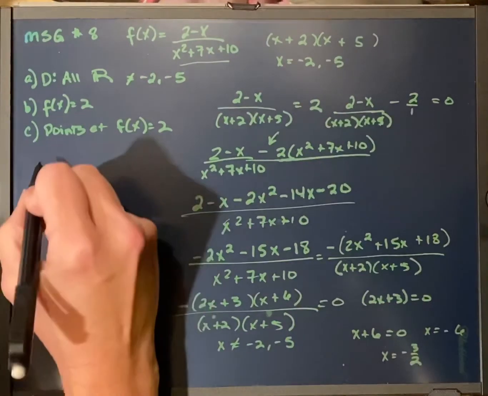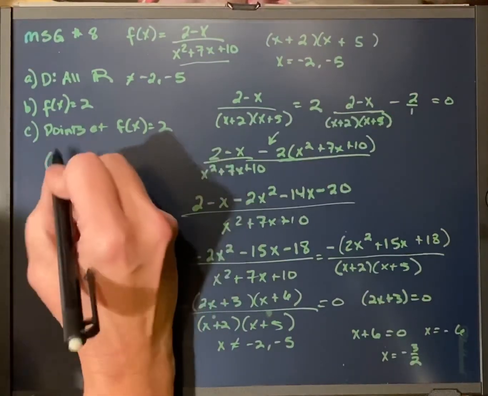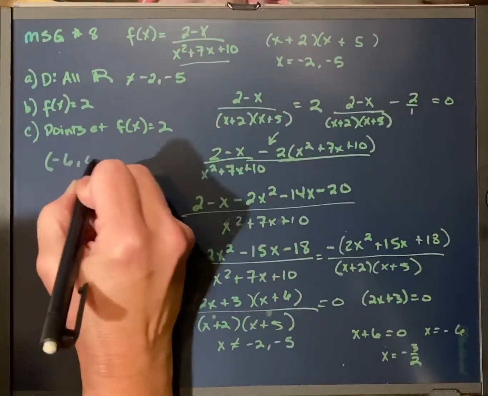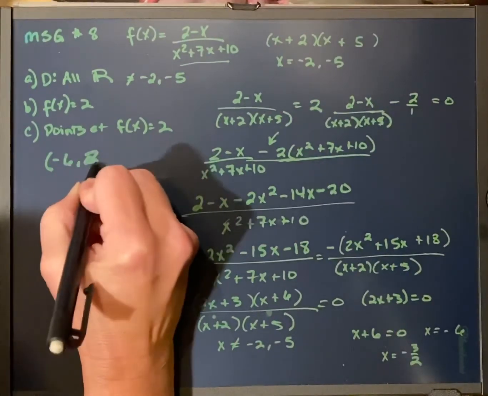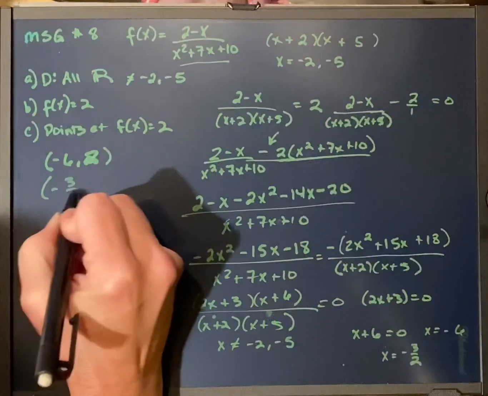Part C is asking us to put that in coordinate notation. So we've got (-6, 2) and (-3/2, 2).